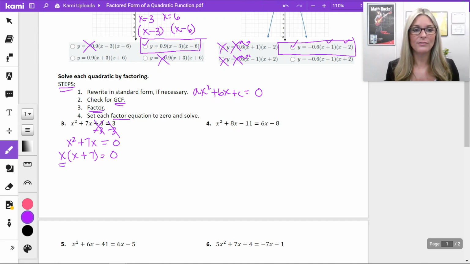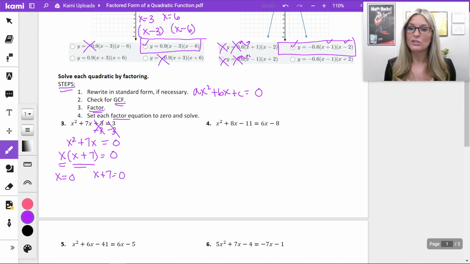Set each of those factors. We have 2 factors here. The x, set it equal to 0, and the x plus 7, set it equal to 0. Solve each of those for your x-intercepts. We already have x equals 0. It is done. So one of our x-intercepts is actually at the origin.